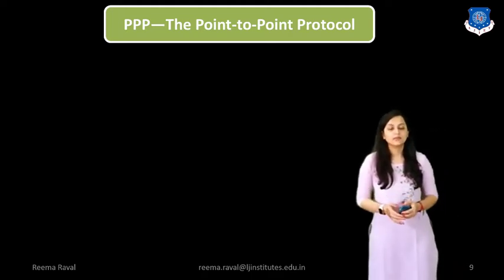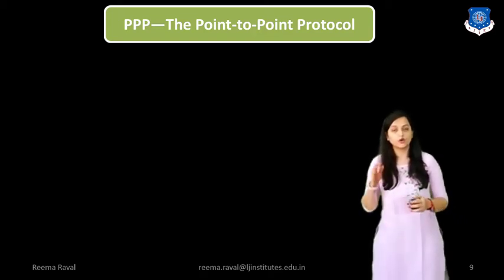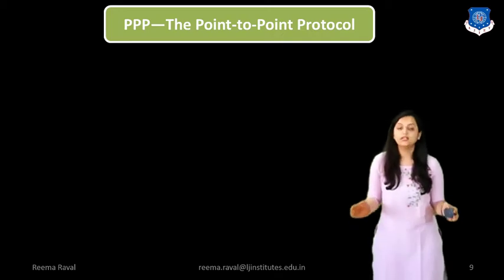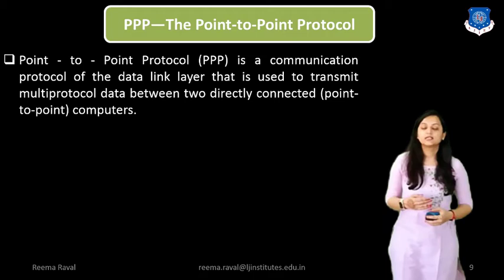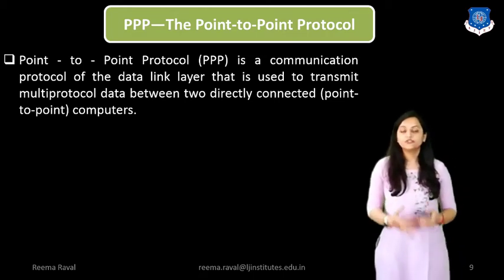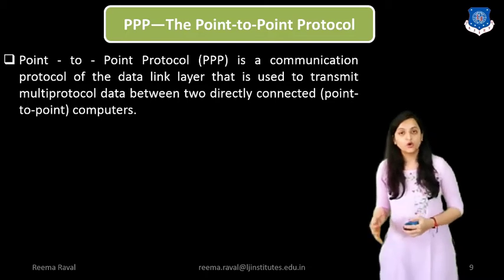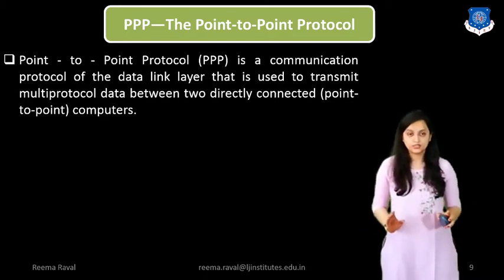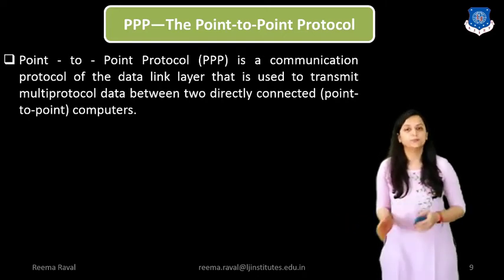Now, as the name suggests, point-to-point protocol is related to the transmission of data from user to user, or from point to point, or nodes to nodes, or link to link. So, point-to-point protocol is a communication protocol of the data link layer that is used to transmit multi-protocol data between two directly connected computers. That means an end-to-end connection is there between the devices or the computers.